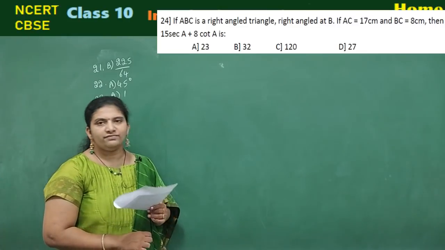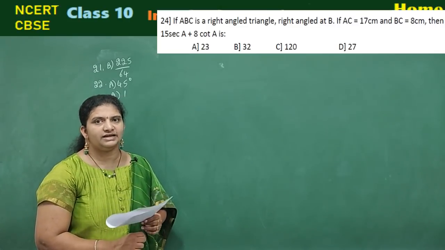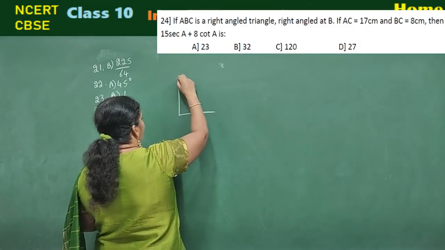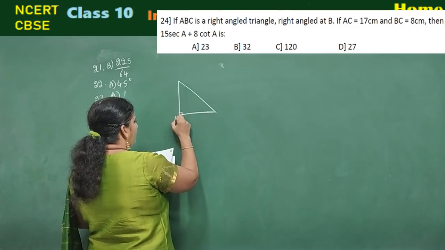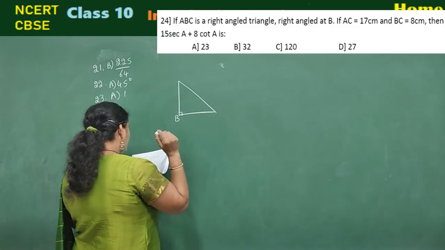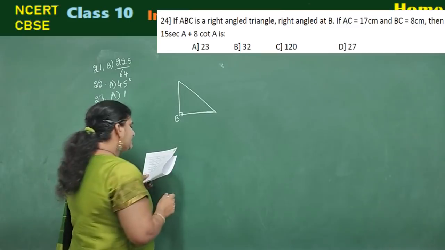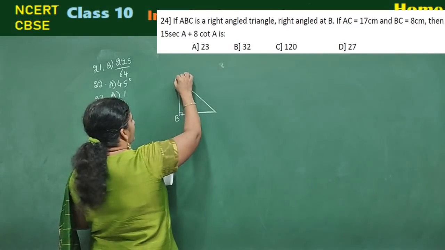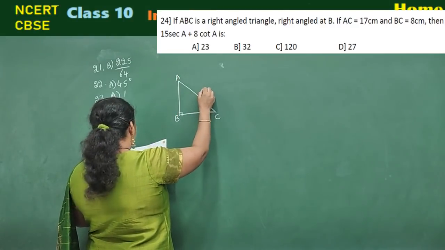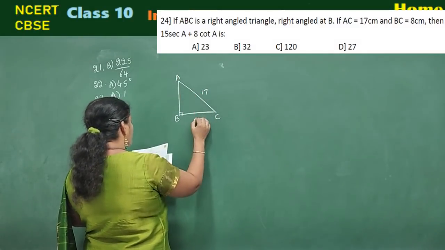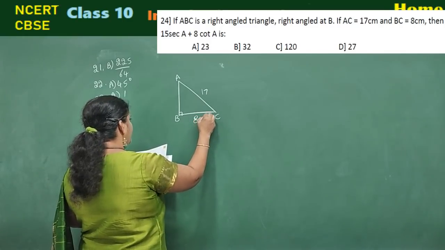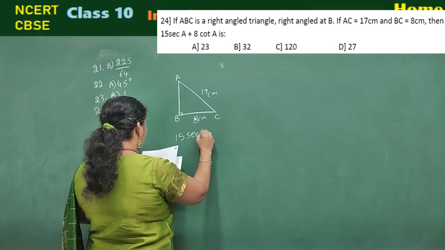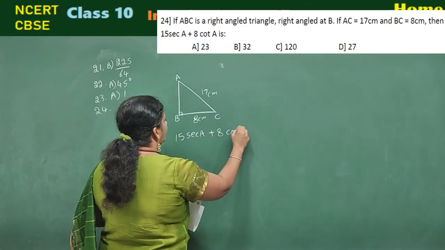24th one. If ABC is a right angled triangle, right angled at B, let me draw it. Right angled at B. They have given AC is equal to 17 centimeters and BC is equal to 8 centimeters. Then what is 15 secant A plus 8 cot A? That is your question.